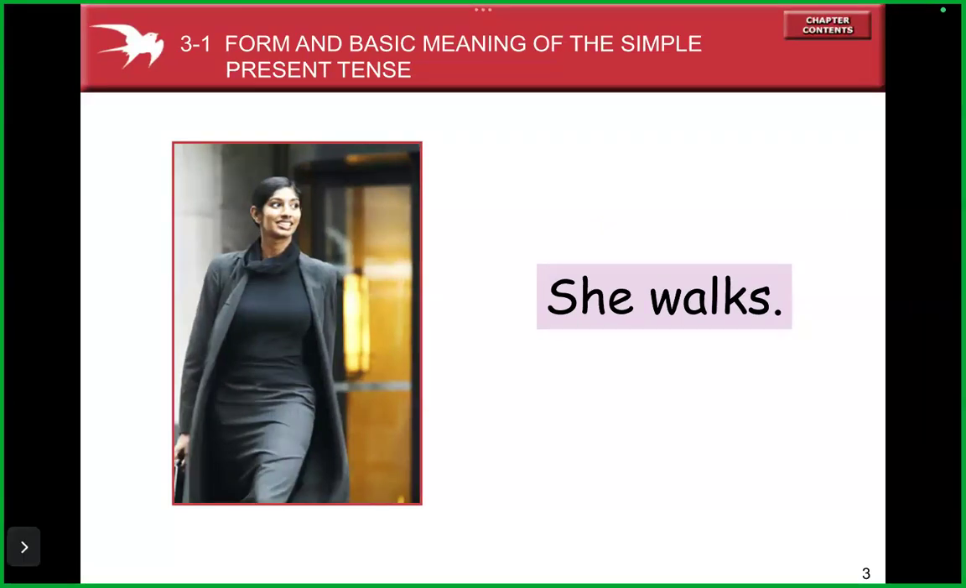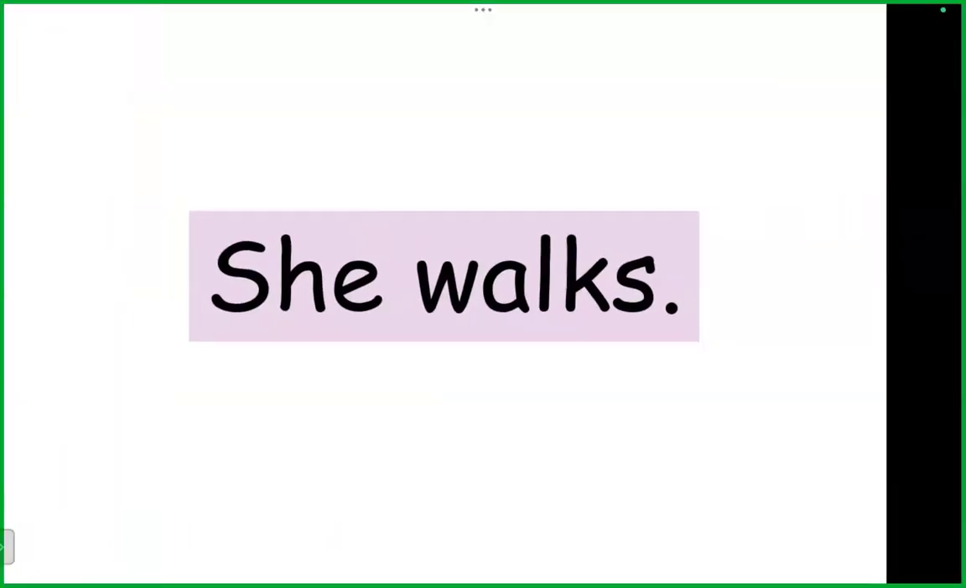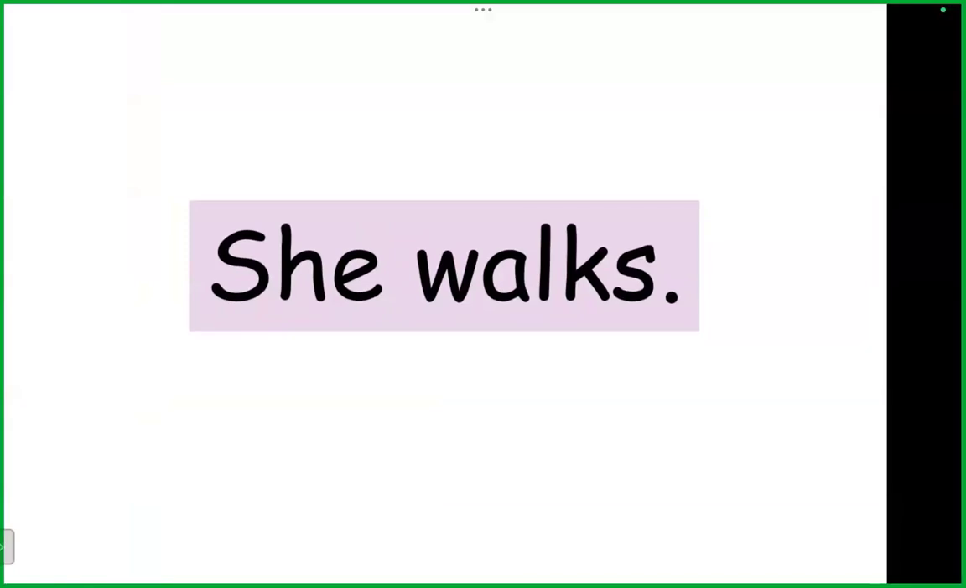Okay, here we go. Once again, please, I need a volunteer to read what you see on the screen. Please, anyone? No? Okay, Melissa Reese, can you hear me? For a basic sentence of the simple present tense, she walks. Okay, thank you very much. So I want you to focus on here. It says, she walks. Can you see the letter S there?